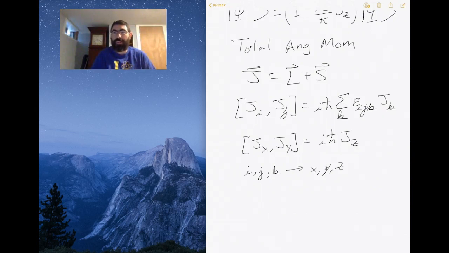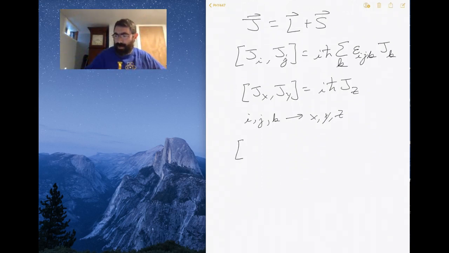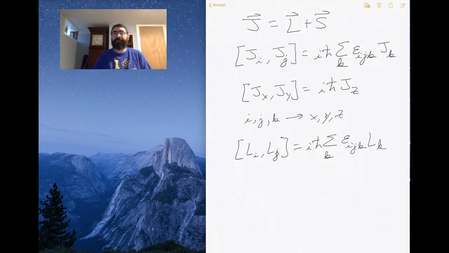And so if we cycle through them, we would get all the commutation relations that you would get for angular momentum. We worked this out in the chapter on angular momentum, but there we just worked out the case for the orbital angular momentum, L. If you remember, it had the same mathematics. So Li, Lj is equal to iħ, the sum over k of Levi-Civita epsilon ijk, and then Lk.